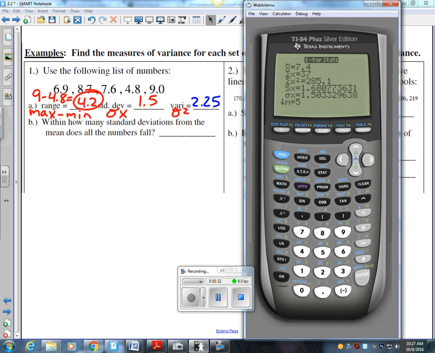And what do you have for the mean? Okay, I'll give you some more. Yep, 7.4. So let's write that down.